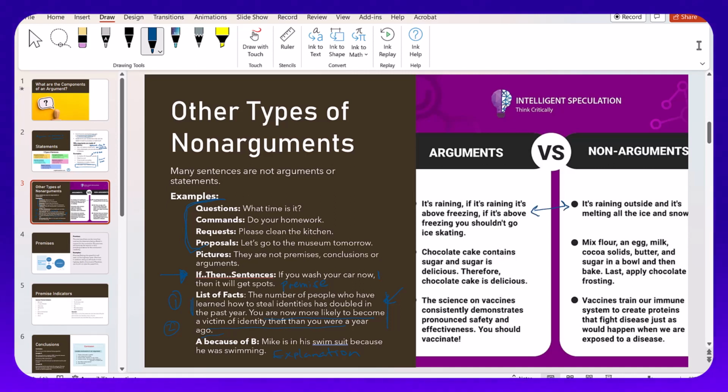So it's raining. If it's raining, it's above freezing. If it's above freezing, you shouldn't go ice skating, right? Versus it's raining outside and it's melting all the ice and snow. Chocolate cake contains sugar, and sugar is delicious. Therefore, chocolate cake is delicious, right? There's one of the indicator words we're going to look at for the argument, versus this is just a list of instructions, right?